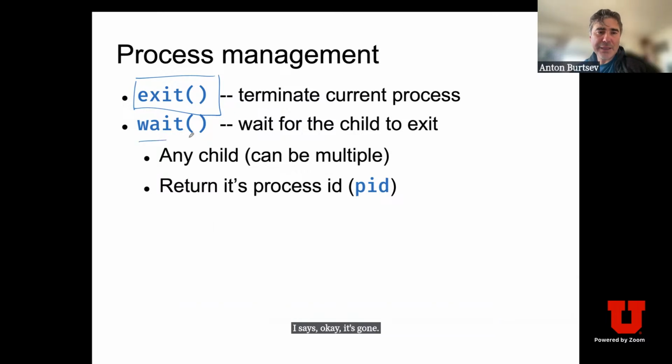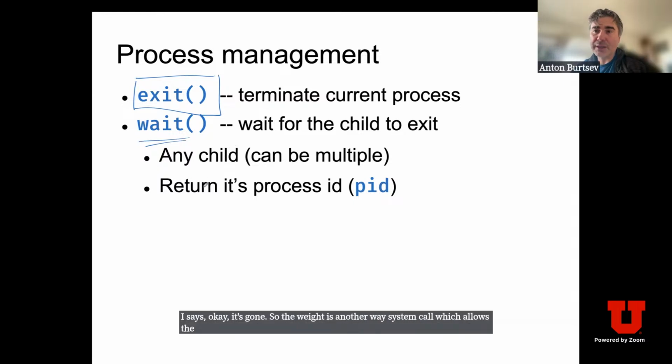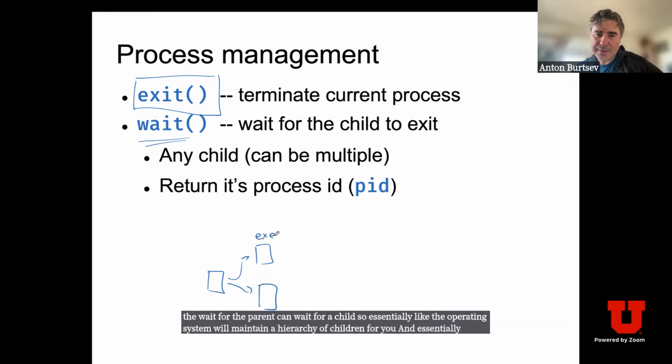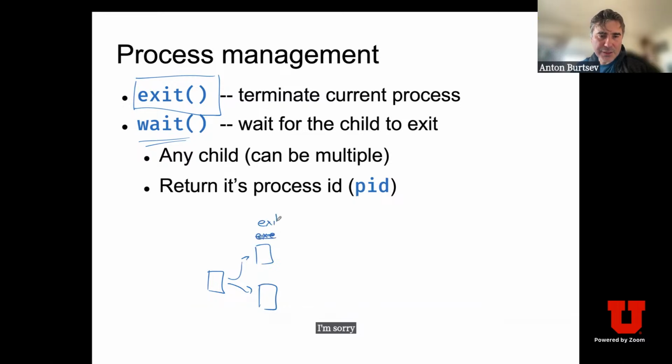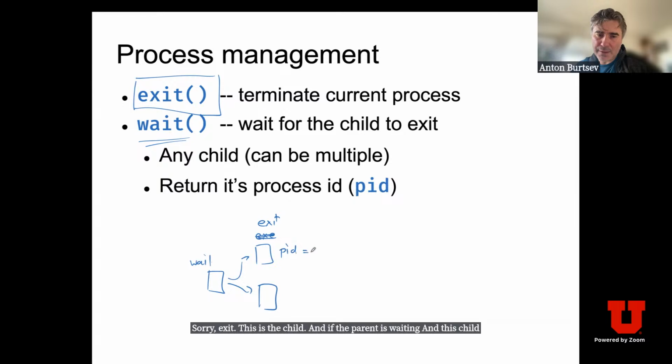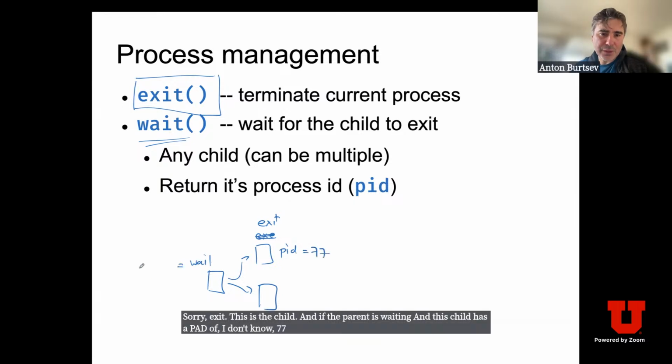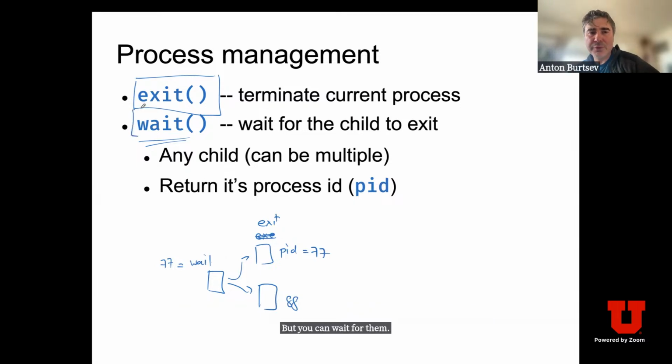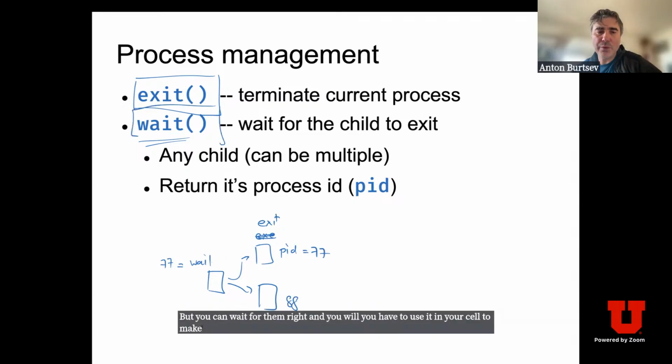Wait is another system call which allows the parent to wait for a child. Essentially the operating system maintains a hierarchy of children for you. And when this child exits, if the parent is waiting and this child has a PID of, I don't know, 77, this wait will return 77 as a process ID, because maybe 88 is still running and you can distinguish them, right? You'll have to use it in your shell to make sure that children finish before you print the next command prompt on the screen.